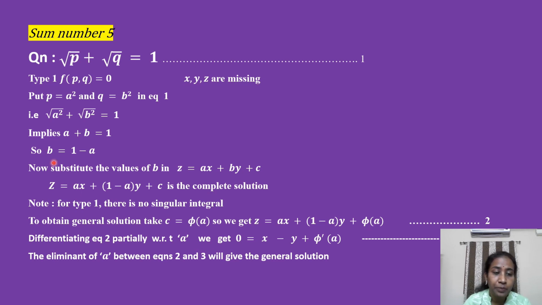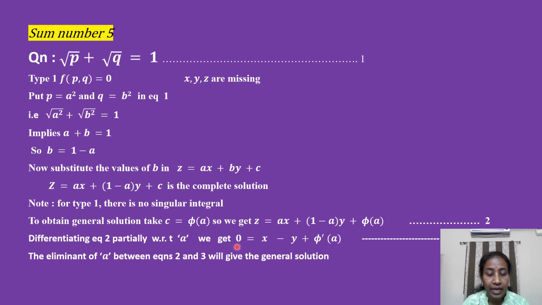Now substituting this b equal to 1 minus a in z is equal to ax plus by plus c, I will get z is equal to ax plus 1 minus a into y plus c, which is my complete solution. Now we know that type 1 does not have a singular integral, so we move on to the general solution by putting c equal to phi of a. So I get z is equal to ax plus 1 minus a into y plus phi of a and name this equation as 2. Now you differentiate this partially with respect to a.